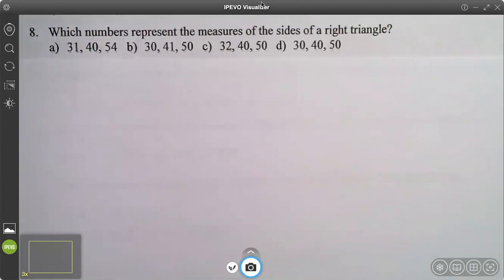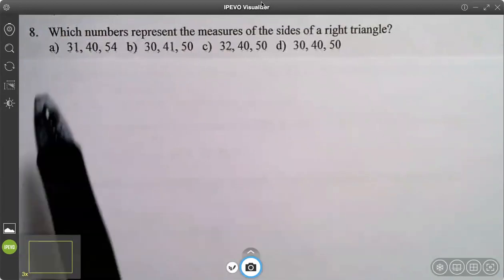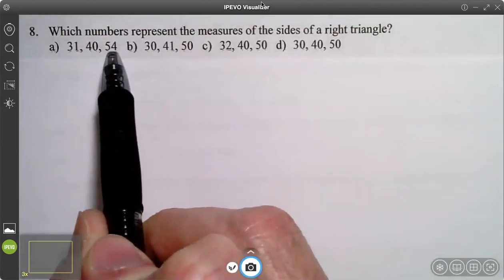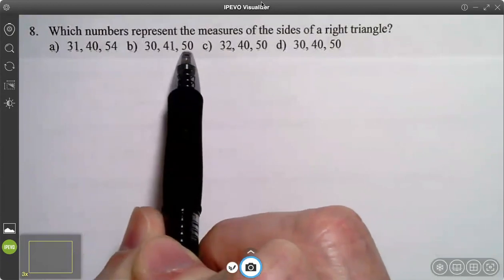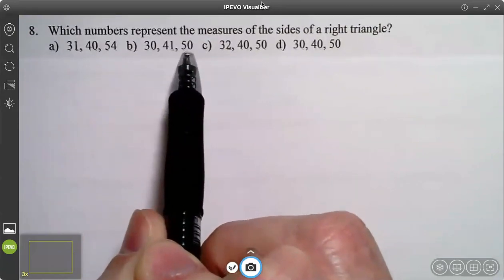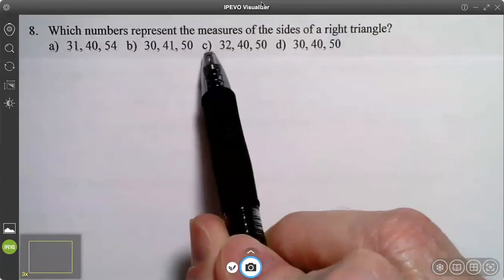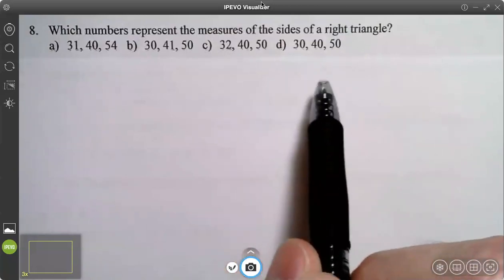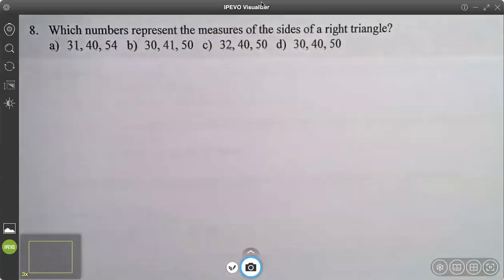Now, if I decided to plug all three sets of numbers into the Pythagorean theorem, on A, 54 would be C because it's the biggest side. On B, 50 would be my hypotenuse, C. On C, 50 would be my hypotenuse. And D, 50 would be my hypotenuse because it's the longest side.